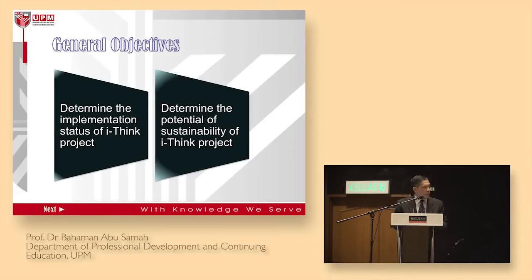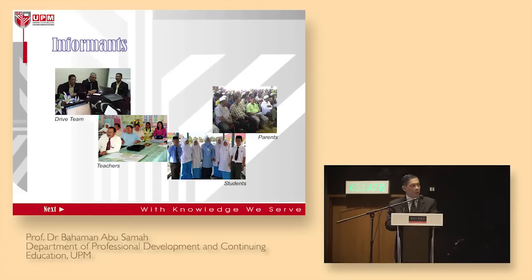And for this particular study, we applied informants comprising 4 groups altogether: the draft team of each school, and then the teachers, the students, and finally, not least, the parents. So these are the 4 groups of informants that were interviewed or went through the FGD, to solicit information and to get their experience in the process of applying the I-Think project in the school.